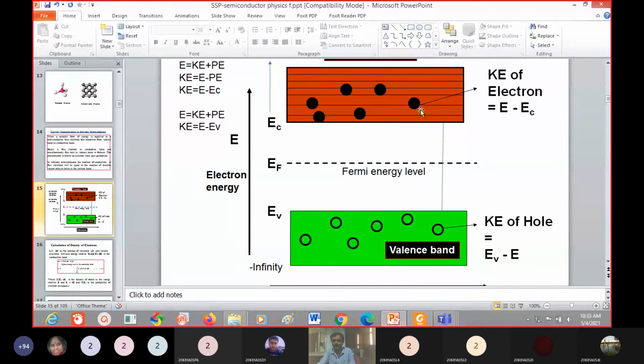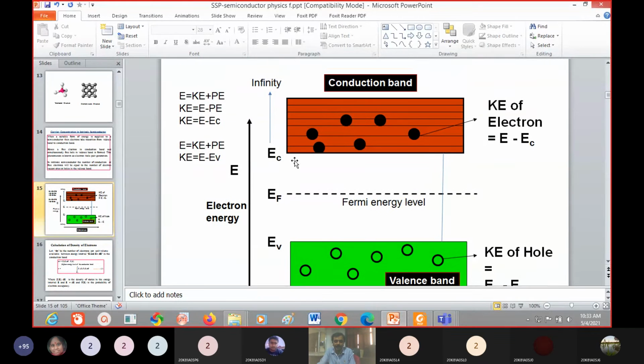So if you take this electron, the kinetic energy is E minus EC. In the total conduction band, the minimum energy level is EC. What is the maximum energy level? We don't know, so it is infinite. The minimum energy level of the conduction band is EC, and the maximum energy level of the conduction band is infinite.